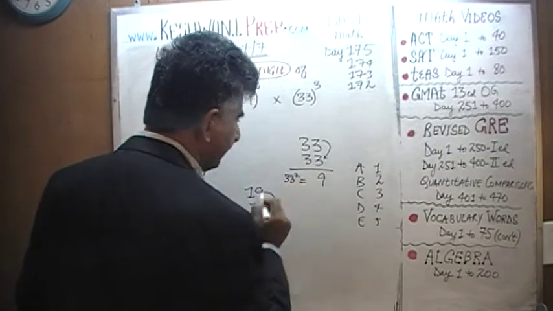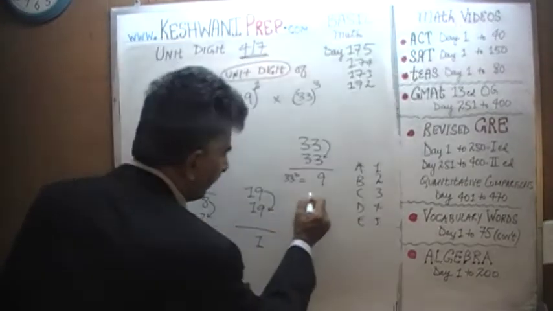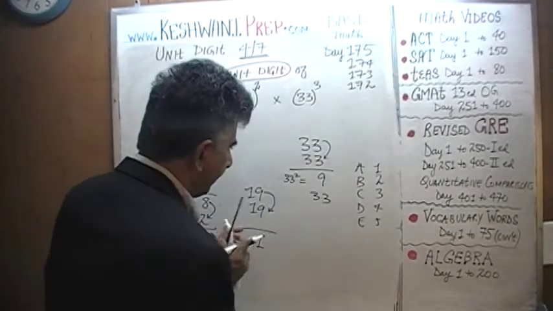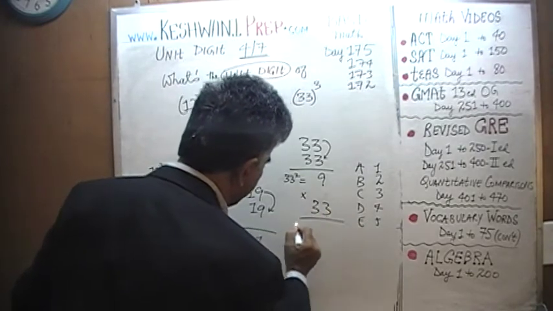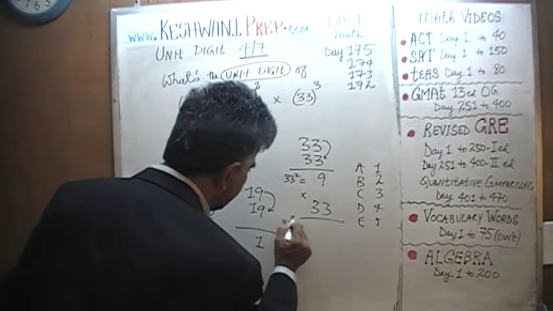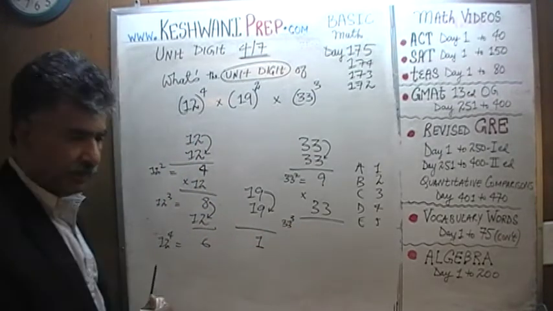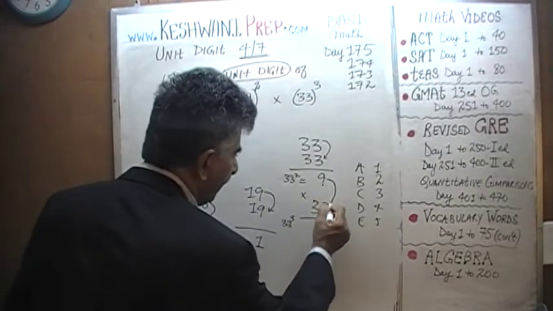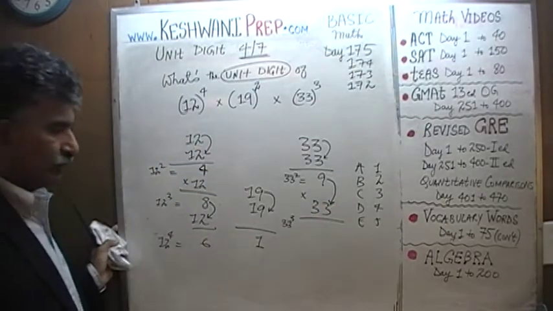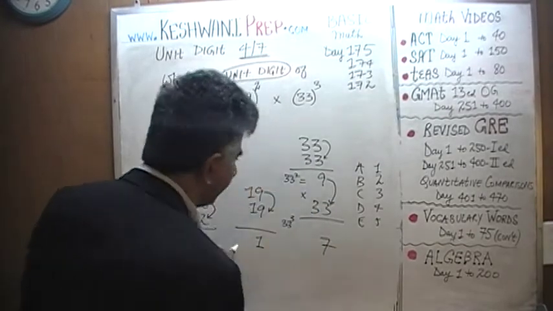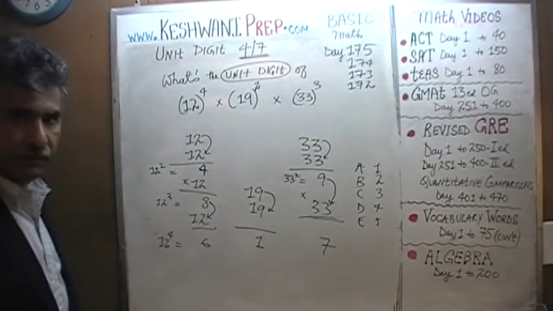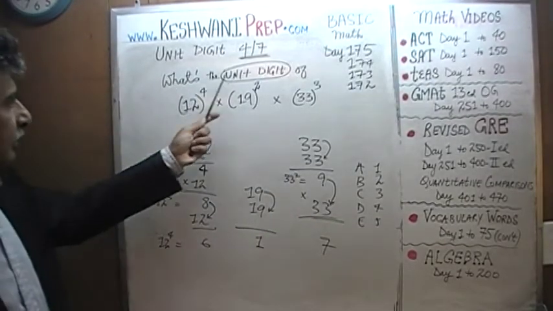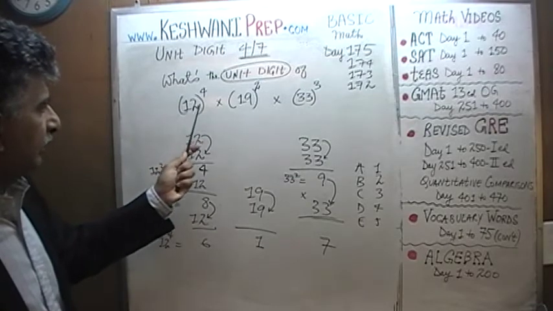33 squared will end in a 9. If you multiply it by 33 one more time, we get 33 cubed, and 33 cubed, whatever it is, has to end in a 9 times 3. 9 times 3 is 27. It has to end in a 7. That's it, we're done. The question is, what's the unit digit of the product of these 4 quantities?